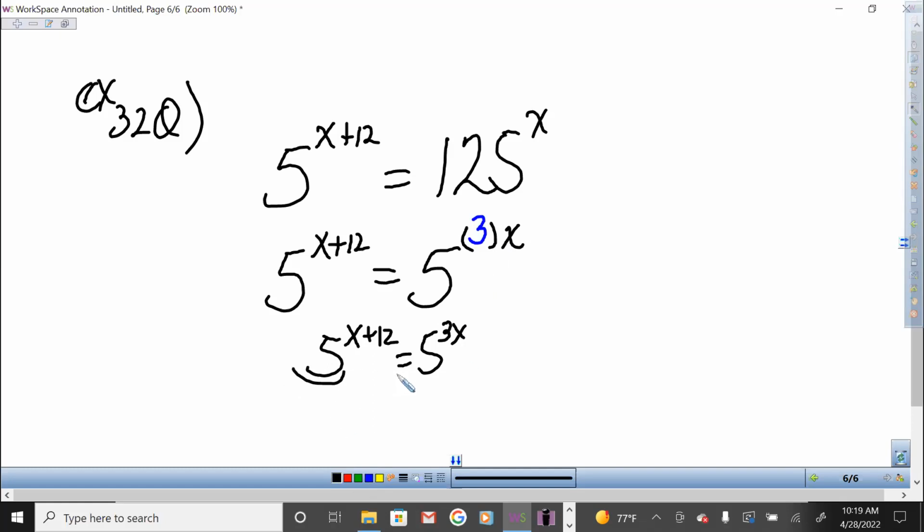So do we have same bases? Yes, Mr. Q. So what does that mean? That if it's an equal sign, bless you, obviously the exponents are equal to each other. So we're going to create a little equation on the right side of that. x plus 12 equals 3x, and we solve for x. So tell your neighbor what to do there to solve for x.